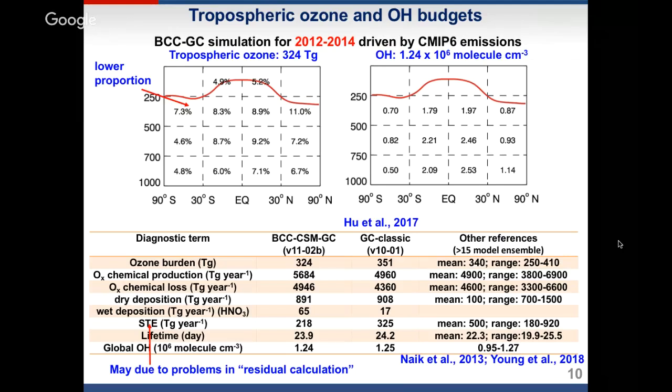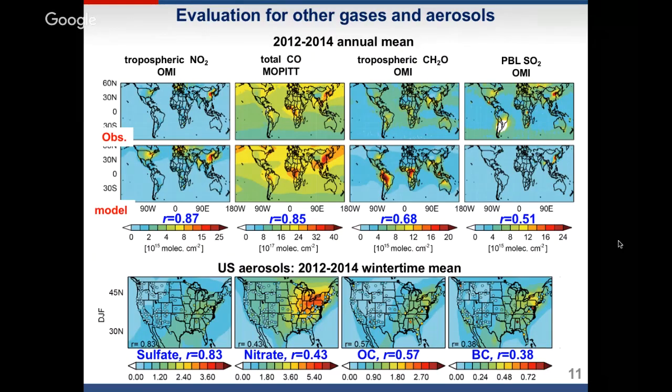We have also evaluated other gases and aerosols and compared them with satellite or surface observations. Here I'm not going into the details, but would just like to share that the model can generally capture the spatial patterns and also the magnitude of these tracers, but we have some seasonal or regional biases.